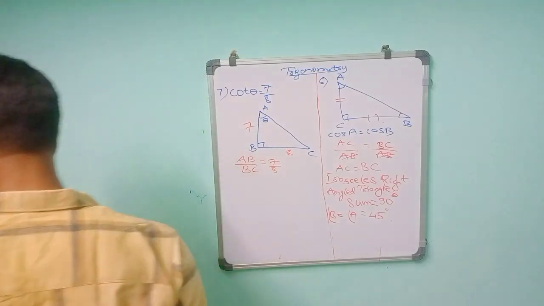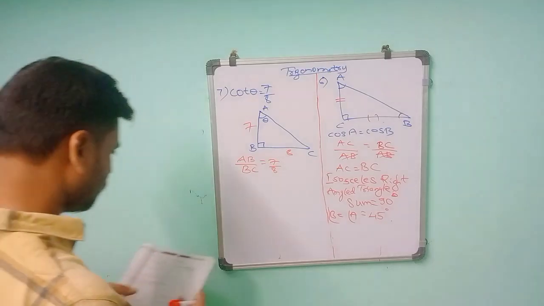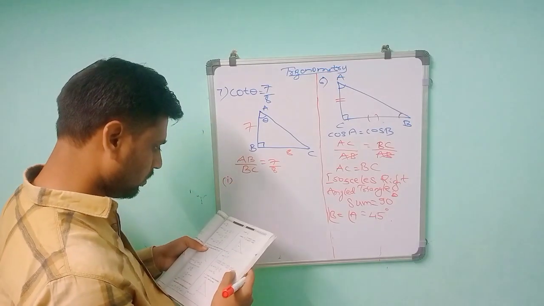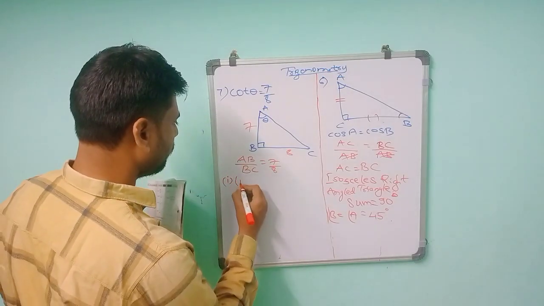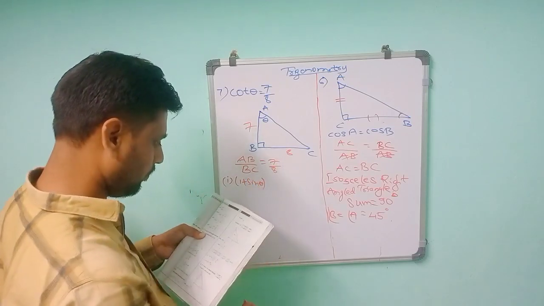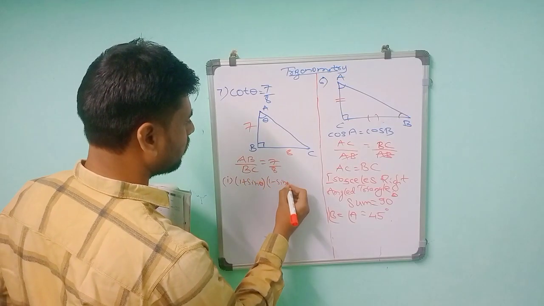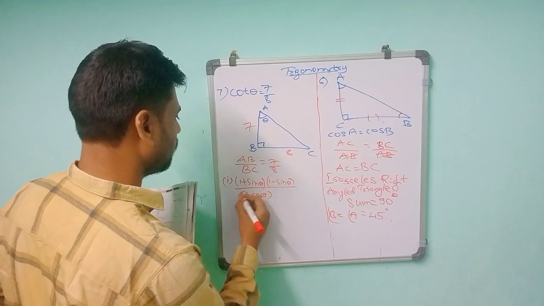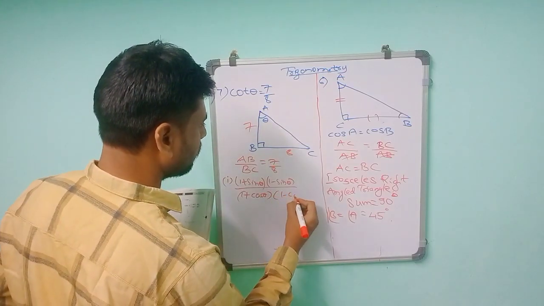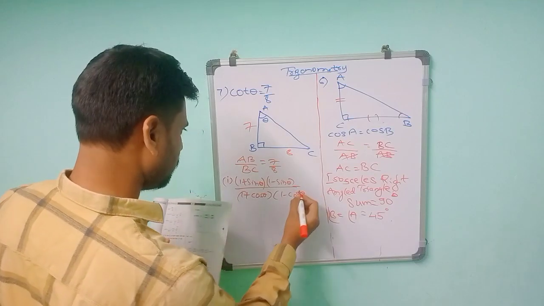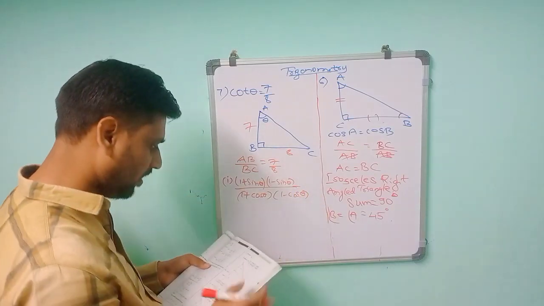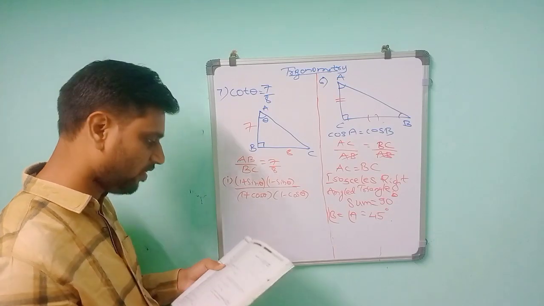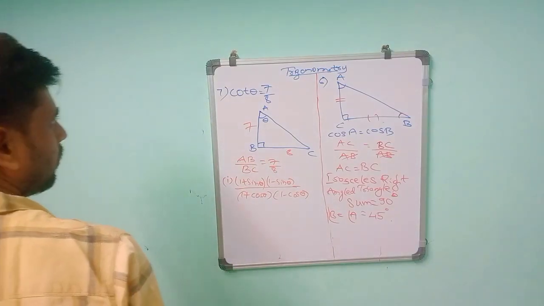Then they told you to find out the first one: 1 plus sin theta into 1 minus sin theta, divided by 1 plus cos theta into 1 minus cos theta. So we have to find out this value.